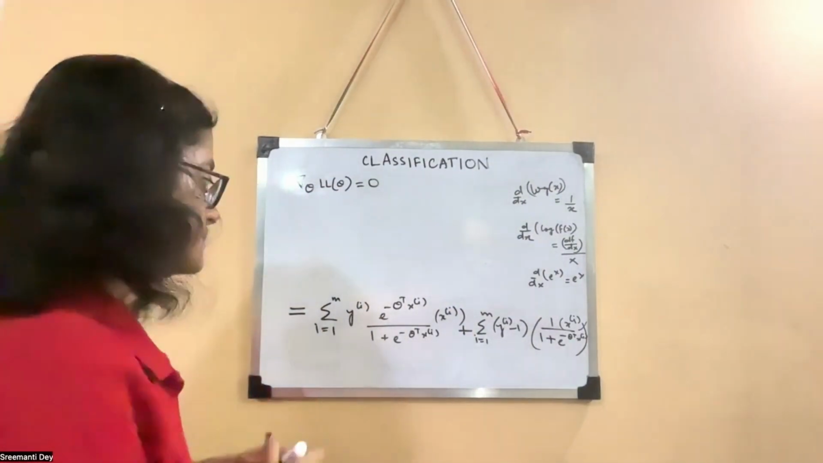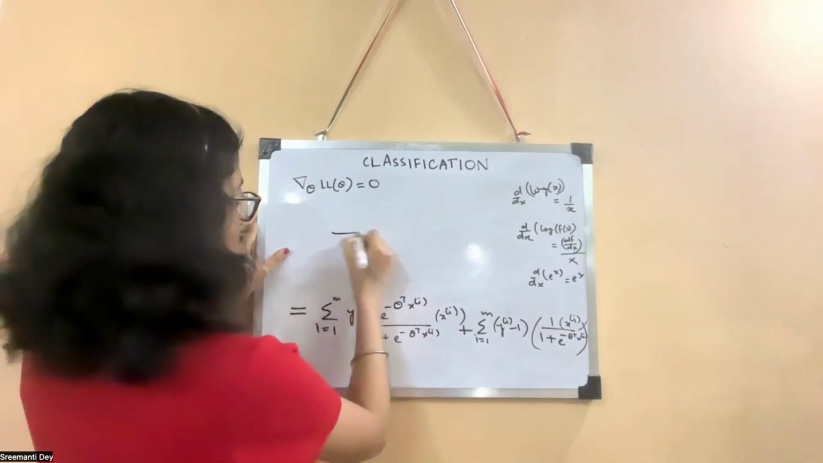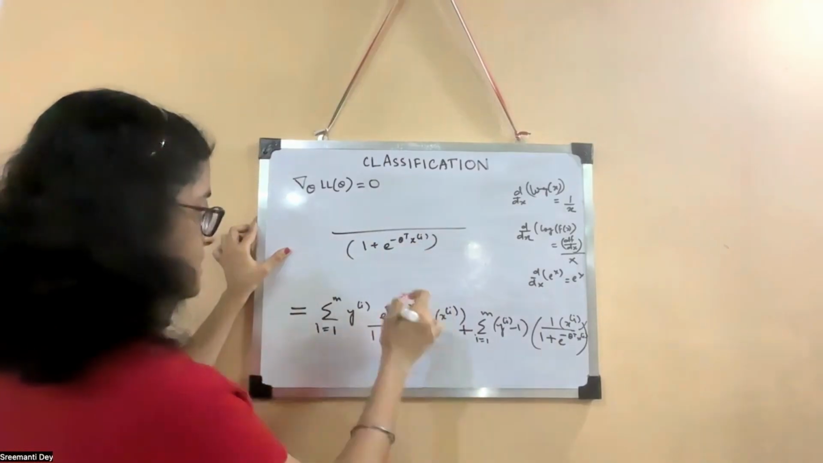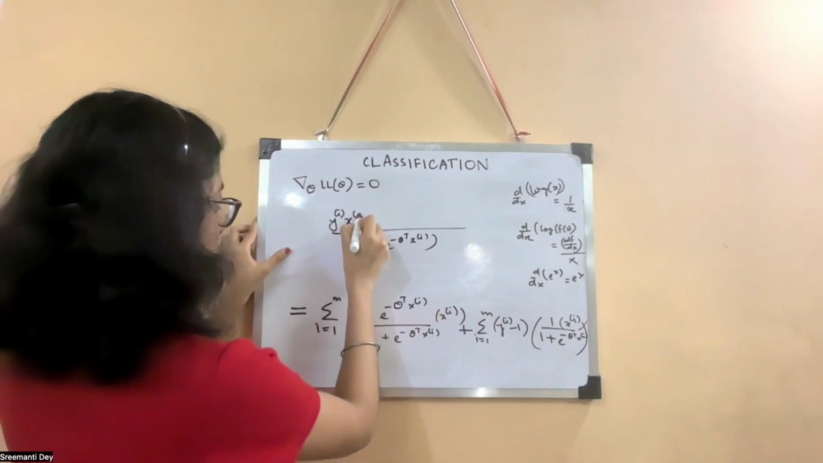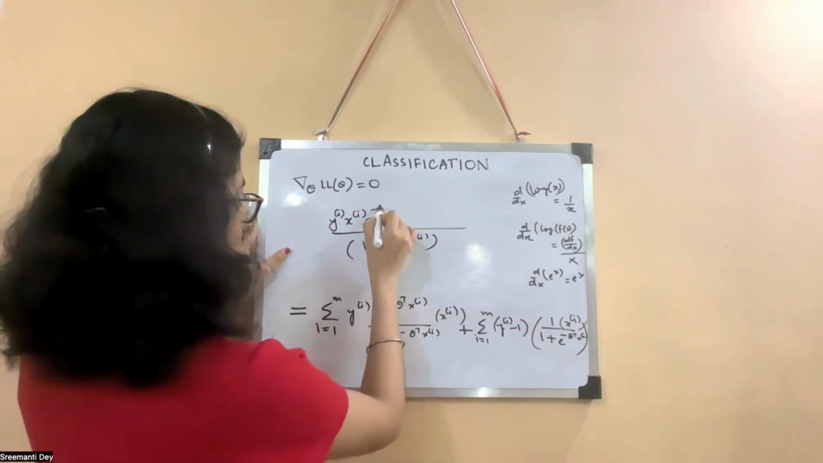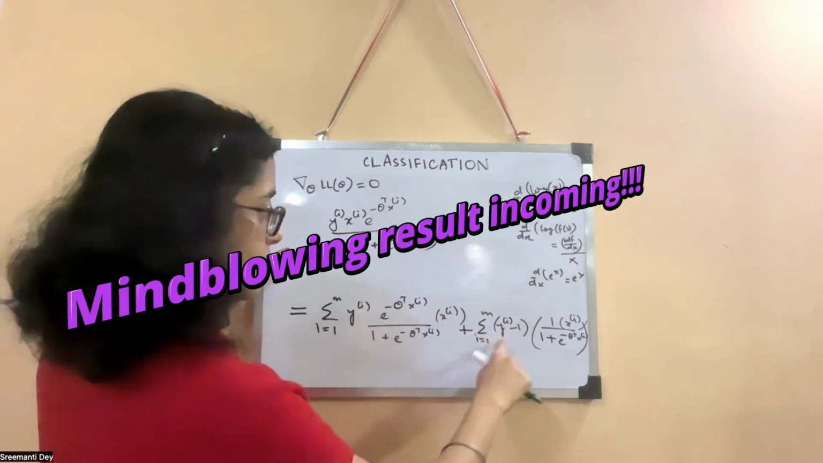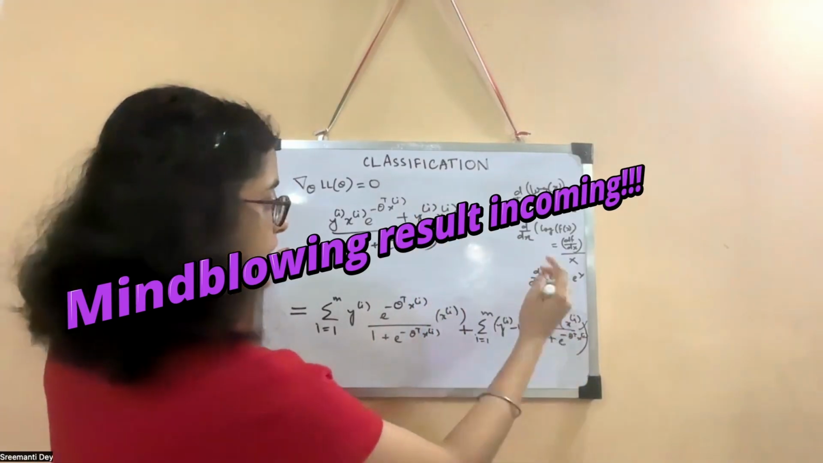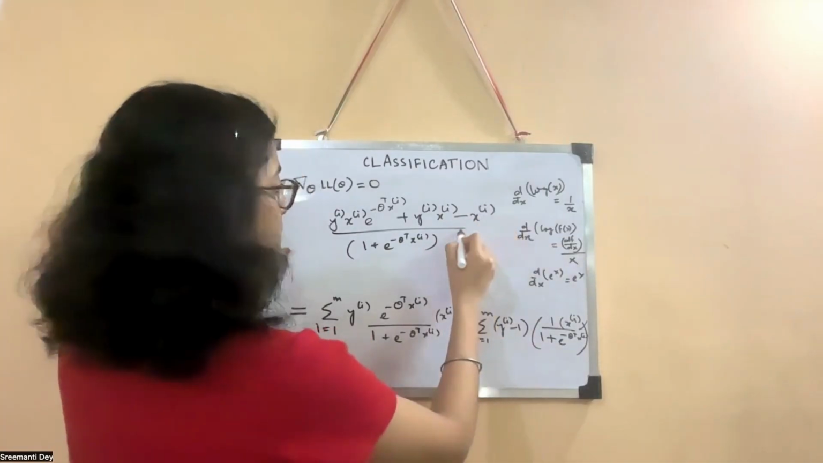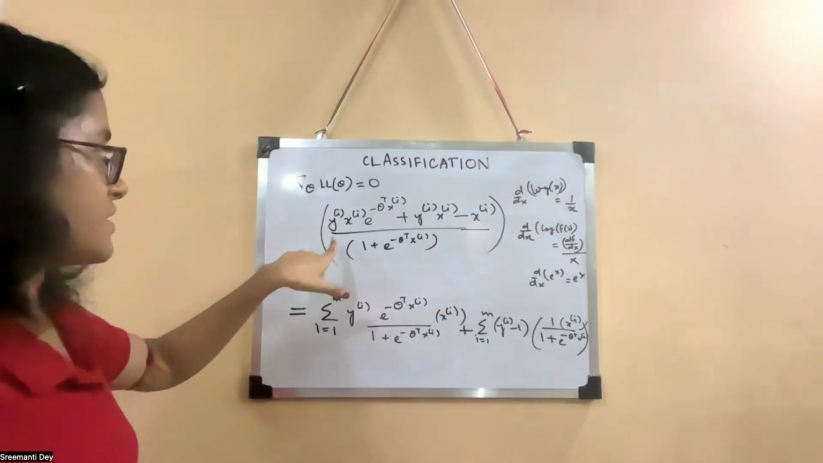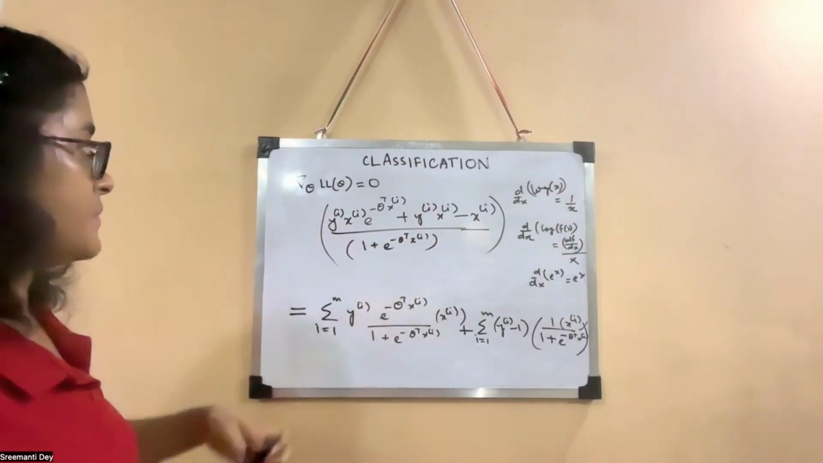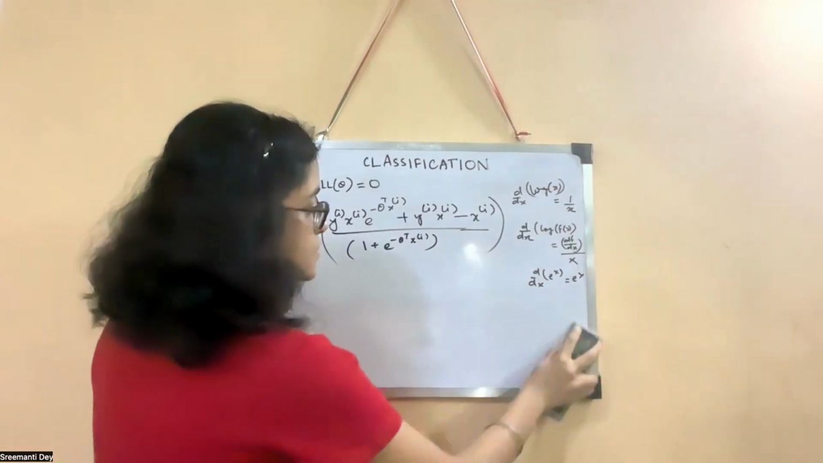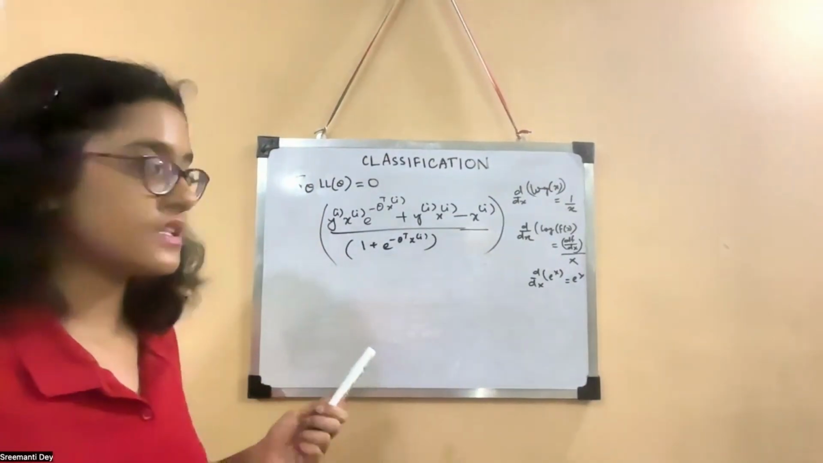So let's simplify. So what do we have here? We have 1 by 1 plus e to the power theta transpose xi. And here we have yi xi. From here, e to the power minus theta transpose xi. We have plus yi xi from here, and we have minus xi. So as you can see here, if you just take yi xi common, we have 1 plus e to the power minus theta transpose xi. Yes, we are very, very close to the formula that we want, the simplified form.